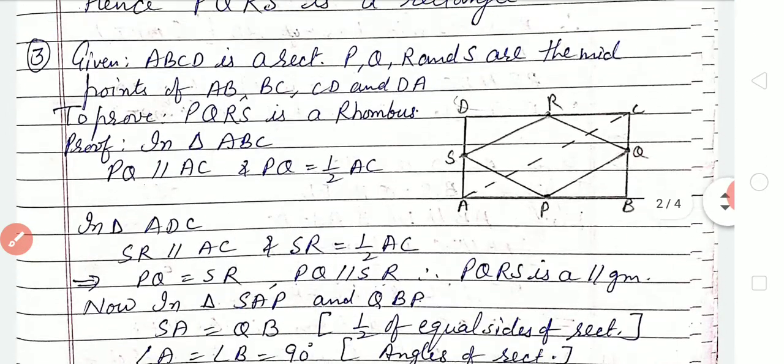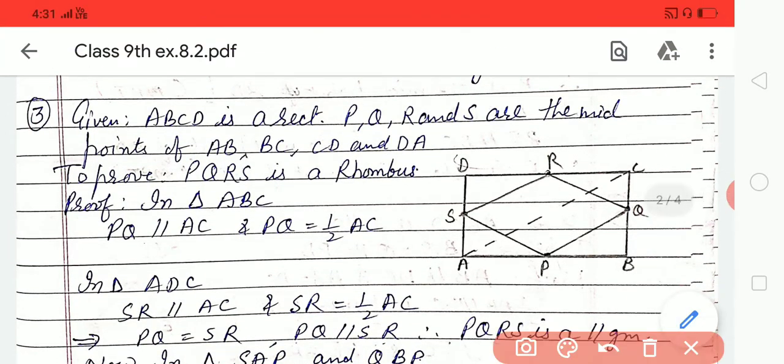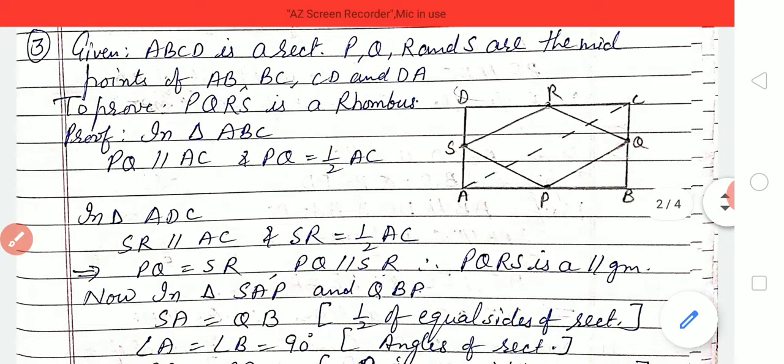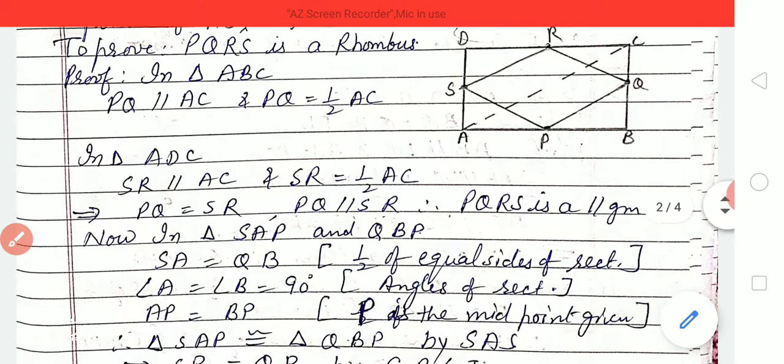So come to the third question. What we have given, ABCD is the rectangle, PQRS are the midpoints of AB, BC, CD and DA. We have to prove that PQRS is a rhombus. So what we need to show here, we have to show the adjacent sides are equal in that figure. So let us start in the triangle. You can take this triangle.